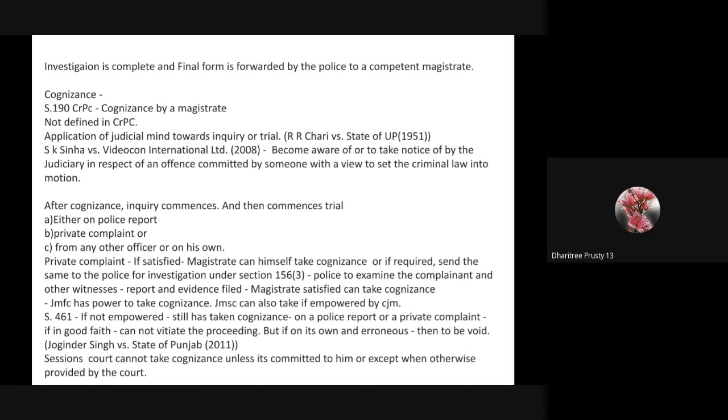191A or B, either on police report or private complaint, if on that basis the cognizance has been taken, even if it is an erroneous one, if it is done in good faith, then the whole proceeding will not be vitiated. But if it is on the third, that is 191C, that is from any other officer or on his own, then in that case, if it is erroneous, then it will be declared void. Does not matter if it is in good faith or not. It was also reiterated in this case, Joginder Singh versus State of Punjab, a 2011 case.